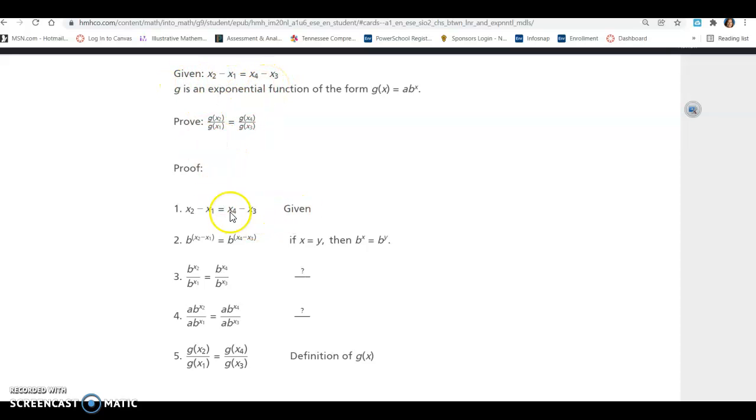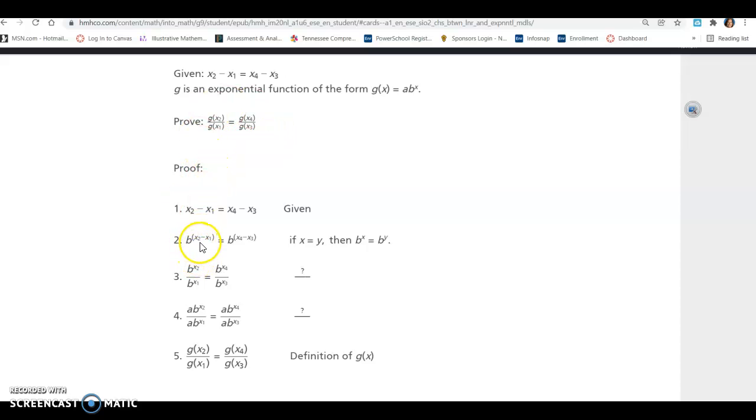So we start with the given information, and they're going to use properties of exponents. If you remember, if two exponents have the same base, then b to the x equals b to the y if and only if x equals y. So that's our property of exponents. What they did was take both sides of the equation and put b to that power. Again, just manipulating equations for the sake of proving this.